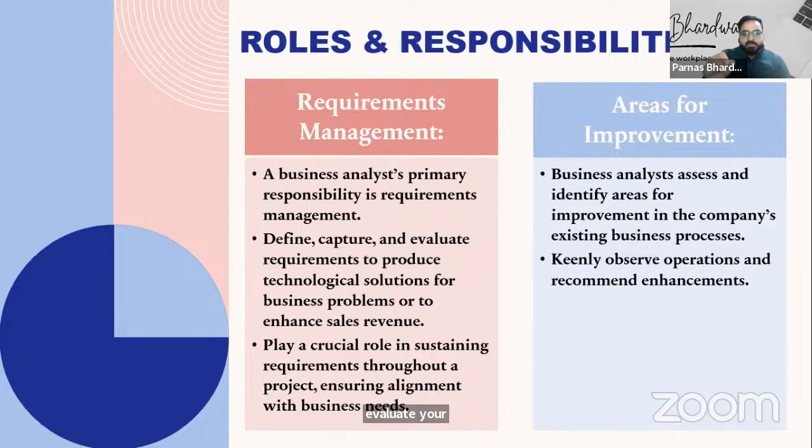So we have to define, this is missing, capture exactly where it is missing, how exactly we'll be able to create the solution, and evaluate the requirement into numbers, so that once the solution is evaluated, we know which users will be affected by that technological solution for the business problem or to enhance the sales revenue. We also need to play a crucial role in sustaining requirements throughout a project, ensuring alignment with business needs. Next is areas of improvement.